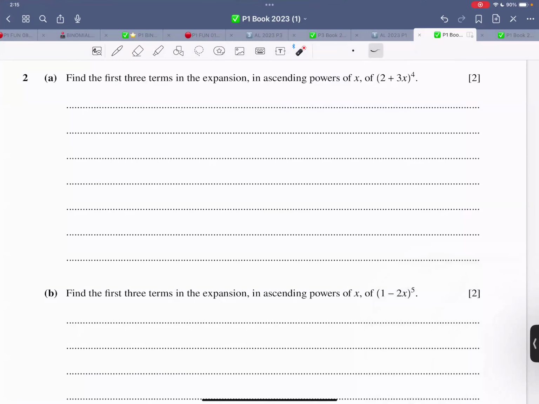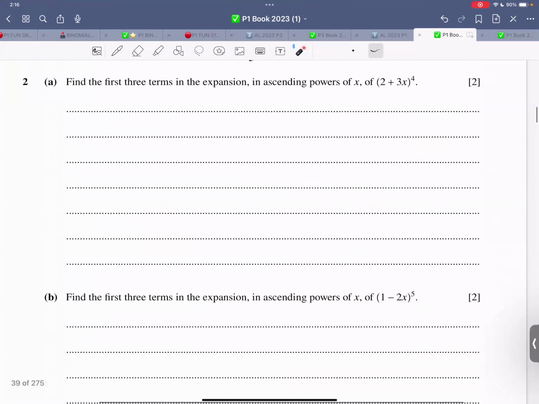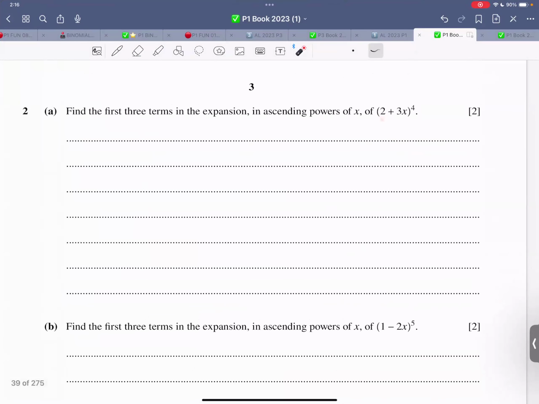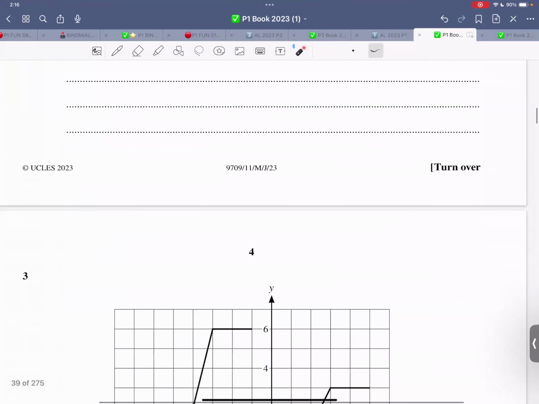So now in ascending powers of x, that is 2 plus 3x raised to power of 4. Find the first three terms in the expansion in ascending powers of x. So there is this bracket separate, 2 marks for each. And then the last part, multiply these two selectively because we need the coefficient of x squared. First term is not 1, first term is 1. So this is a plus b raised to power of n. This is 1 plus b raised to power of n. And then it's selective multiplication.